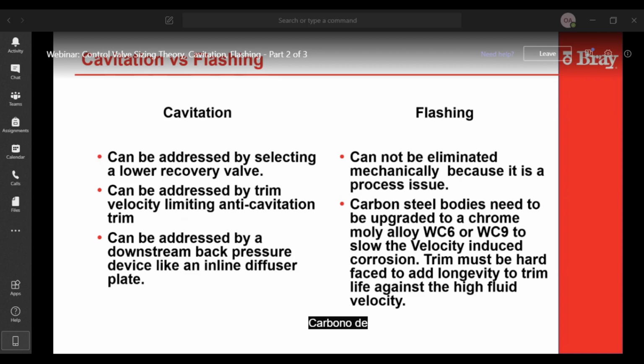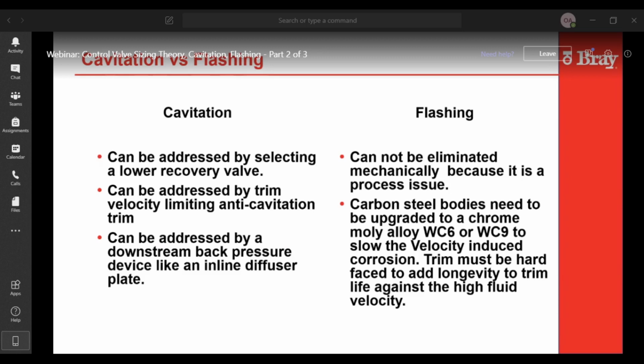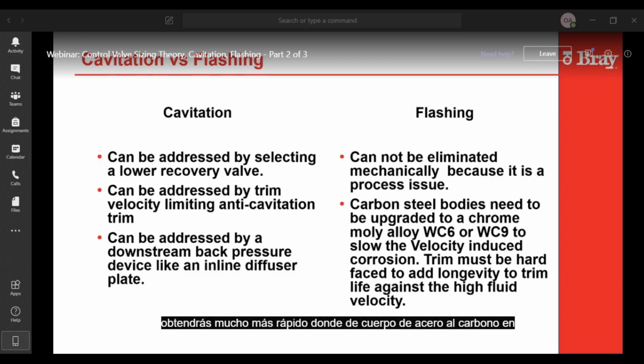erosion or corrosion. Carbon steel, if you're flashing water, is a very bad choice for a valve body because the gas in the water will rust the carbon steel body and wipe the rust away quickly. So the bare metal is constantly being exposed to the velocity of the corroding gas that's in the bubble. So you'll get a lot faster wear of a carbon steel body in flashing service. That's why we recommend going to an alloy body to avoid that scenario if you're flashing water.